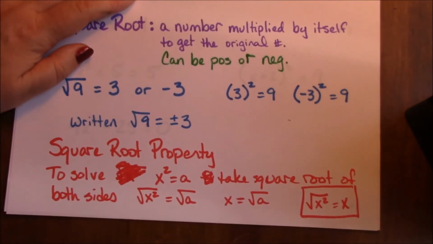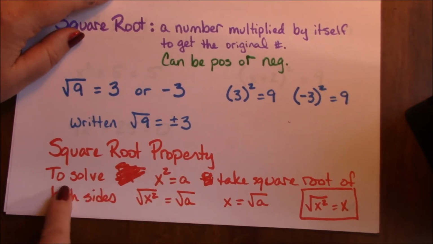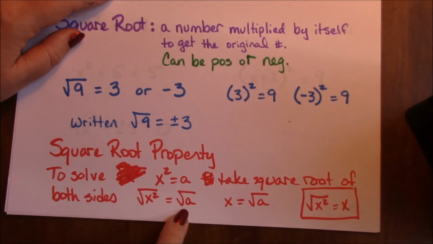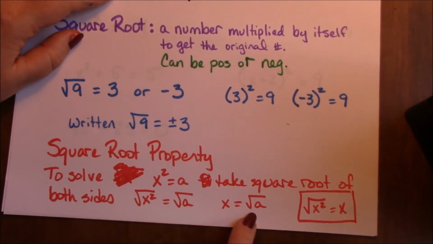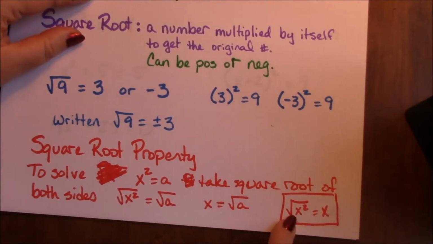And when we're working with quadratics, we have a property of square roots. To solve x squared equals a, you're going to take the square root of both sides, and that looks like that. So when you're solving for x and x squared is a, then x equals the square root of a.